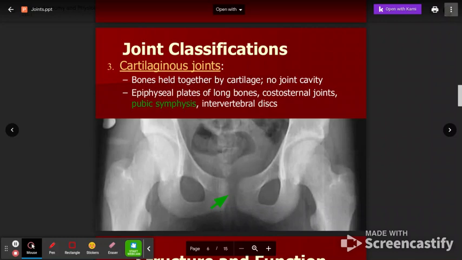Costal sternal joints and the pubic symphysis are cartilaginous. That's why you can cut right through it with a knife if you are a deer hunter this weekend. Intervertebral discs are cartilaginous joints as well. So a lot of our people are hampered by bone degenerative diseases, osteoporosis or scoliosis.